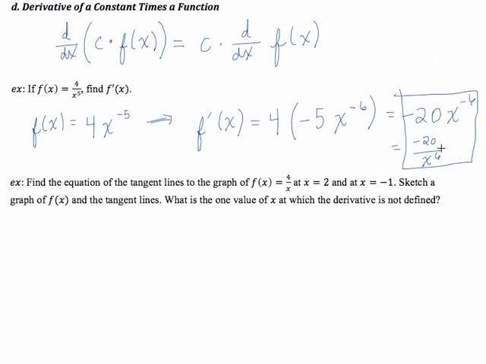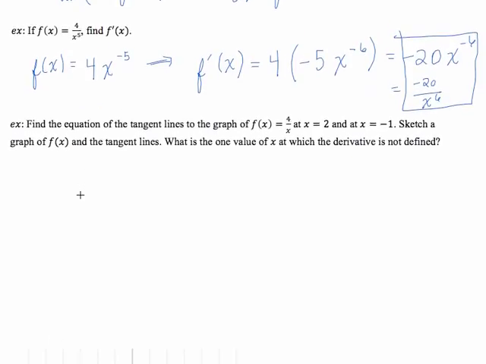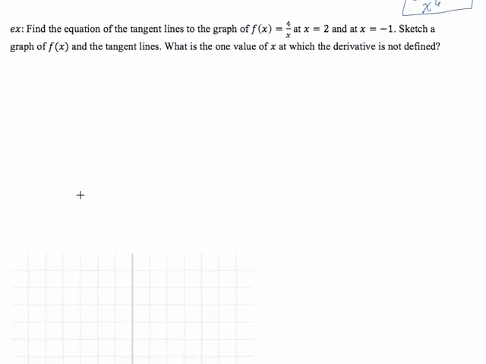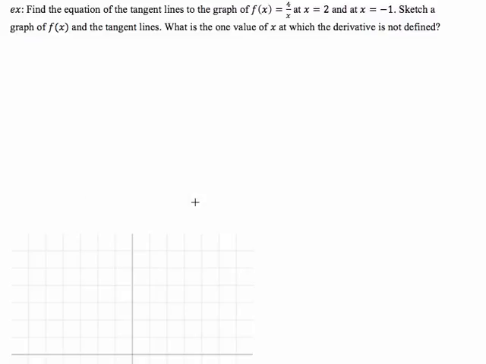Let's do another example. Find the equations of the tangent lines to the graph of f of x equals 4 over x at 2 and at negative 1. Then we're going to sketch a graph of f and the tangent lines. And then we'll look at what is the one value of x at which the derivative is not defined, which has to do with non-differentiability.